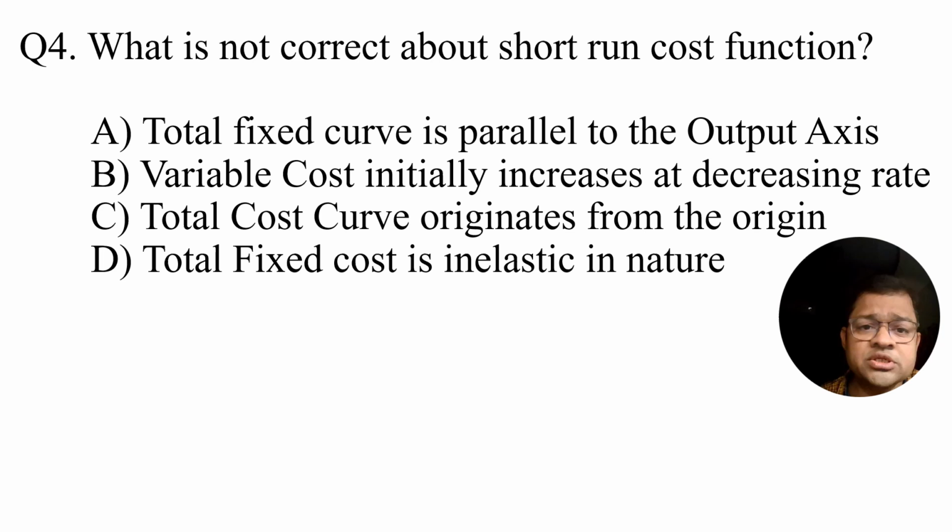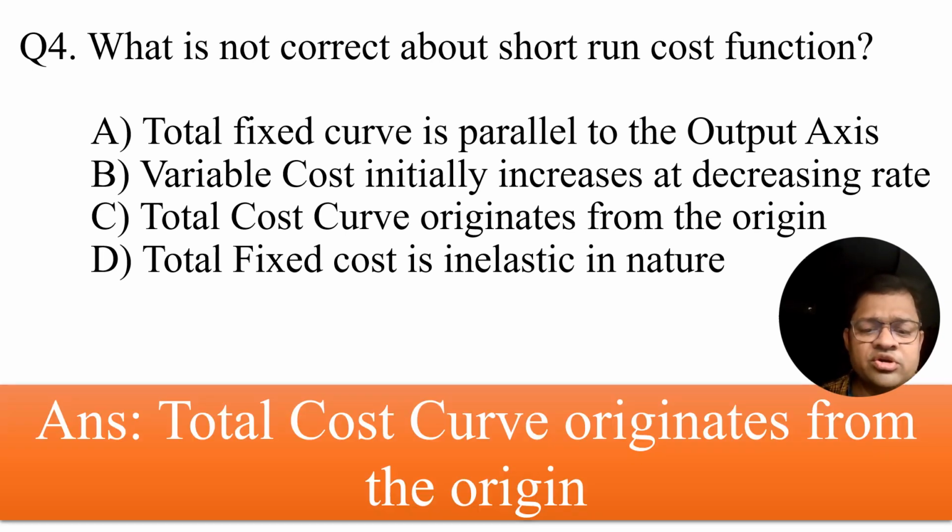In the law of variable proportions, you may remember that output increases at an increasing rate. Here it is just the reverse: the variable cost increases at a decreasing rate. Total cost curve originates from the origin. This is the false statement, because the total cost curve is the combination of fixed cost and variable cost. Variable cost originates from the origin, and the total cost curve is added on, just like fixed cost and variable cost. It starts from the fixed cost level, not the zero point of the origin. So the answer is the false statement.